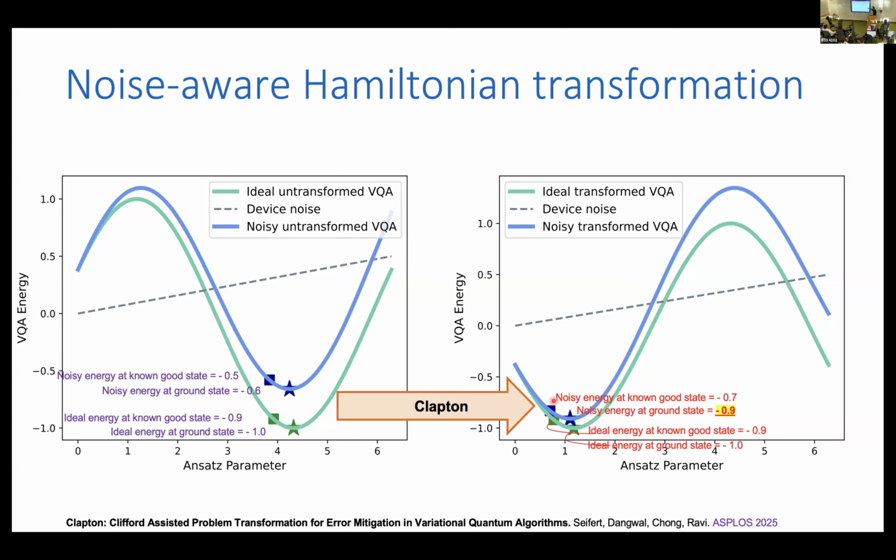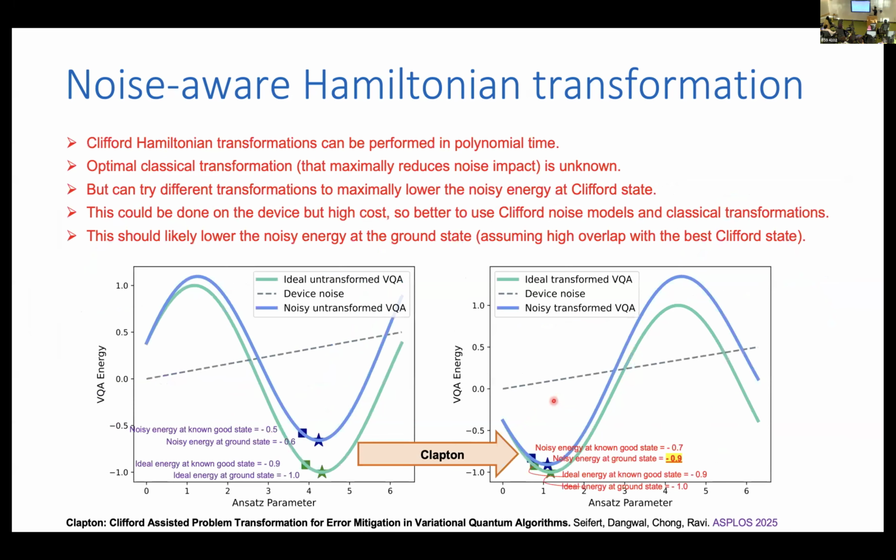But the question is, how do I know how to do this transformation, right? Because there is more than one way to do this. And so this Clapton work, which we published recently, and in fact, it will be appearing officially next year, but it's already on arXiv, does this. What it does is it does many different Clifford Hamiltonian transformations, which can all be done in polynomial time. We don't know the optimal transformation, of course, but what we can do is try different transformations and see with which transformation this Kafka state, which is the blue square, achieves the lowest energy in the noise, which is representative of the device, right?